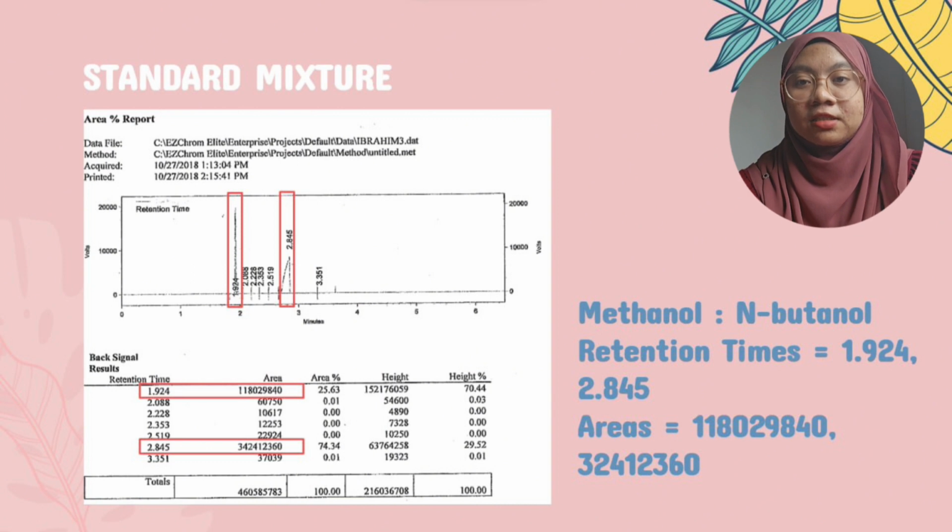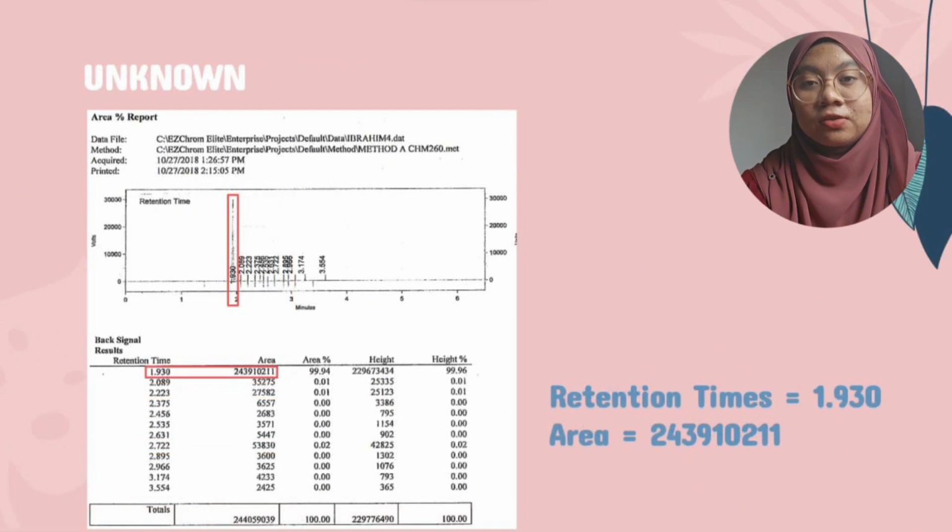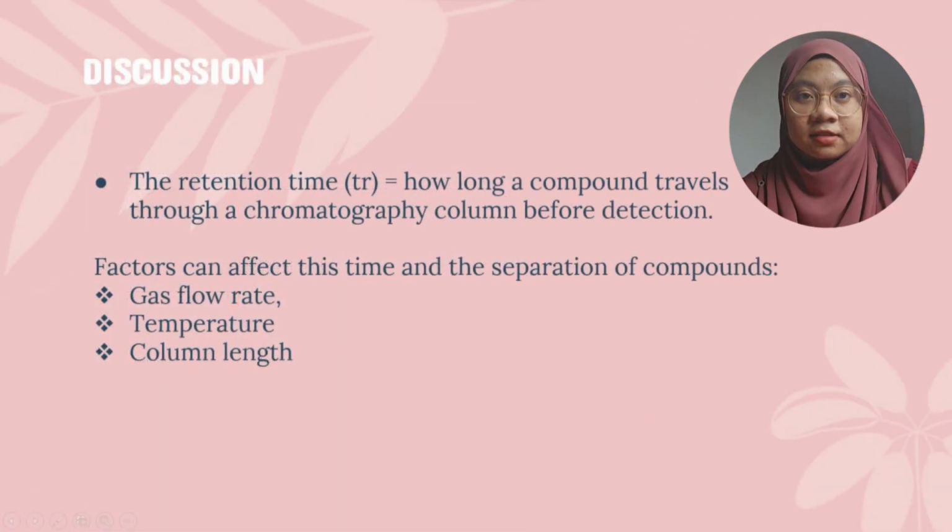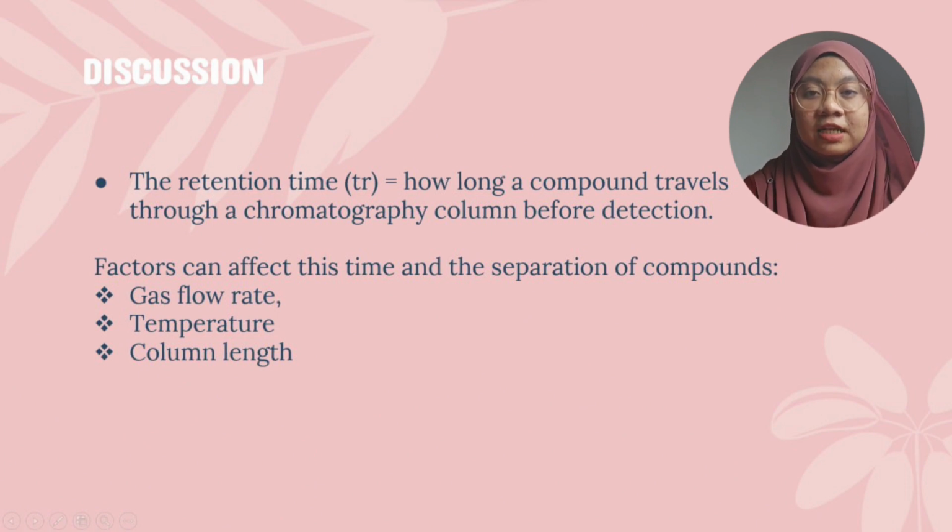According to the results, the standard mixture with the methanol to N-butanol ratio of 1:1 had retention times of 1.924 and 2.845 with corresponding areas of 11802980 and 3241260. For the unknown, the result shows that the unknown has 1.930 retention time with area 243910211.